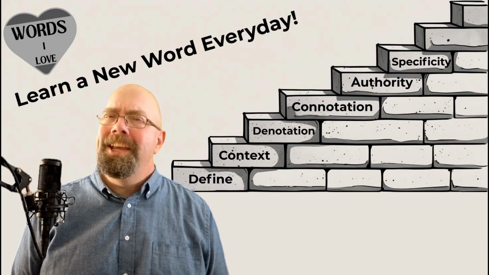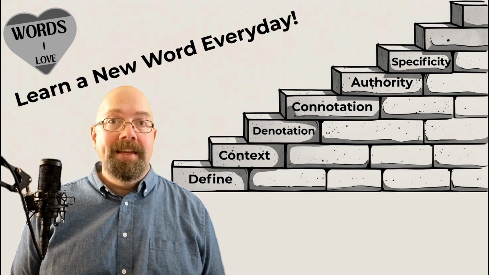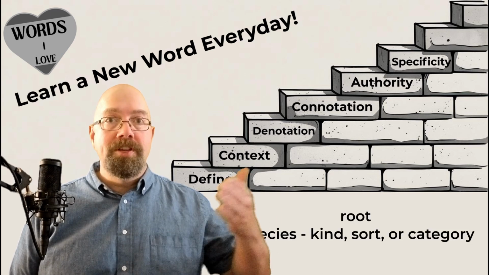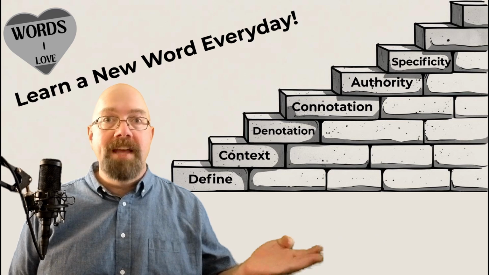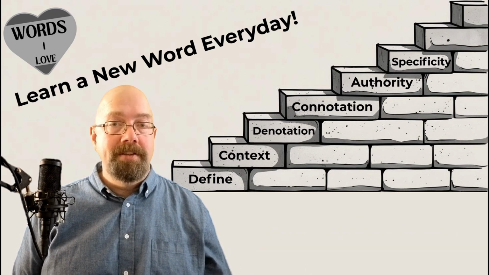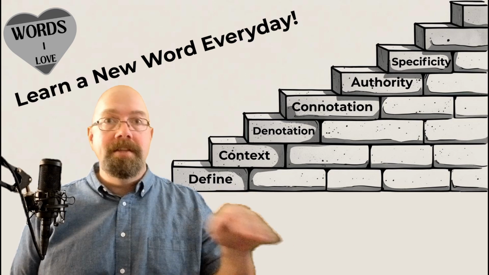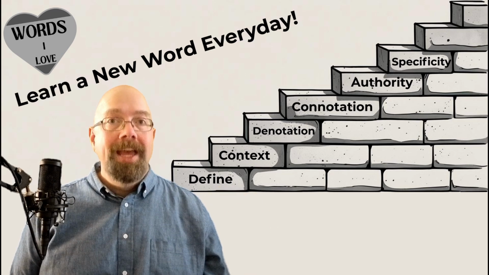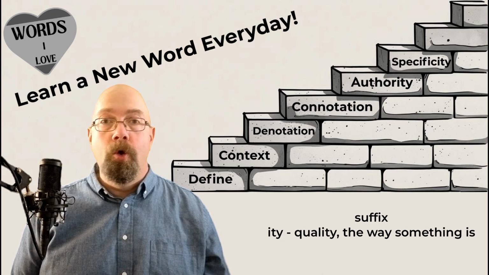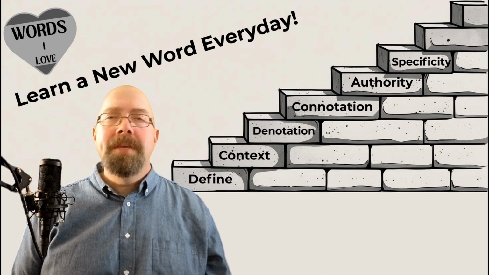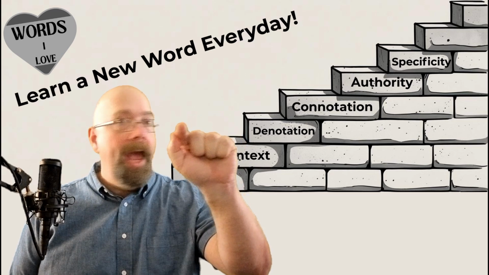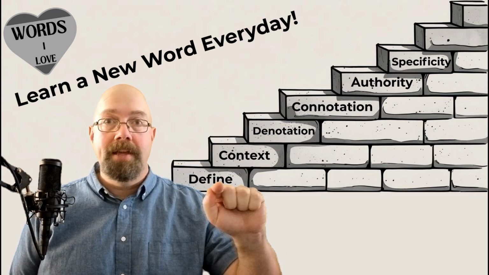Specificity. Break it down. Speci here is from species, and that means the kind or the sort or the category that something belongs in. Ficus here means make or put. So we put things into their categories. Ity is a suffix that means quality or the way something is. To be specific means I talk about this one thing and I don't confuse it with other things.